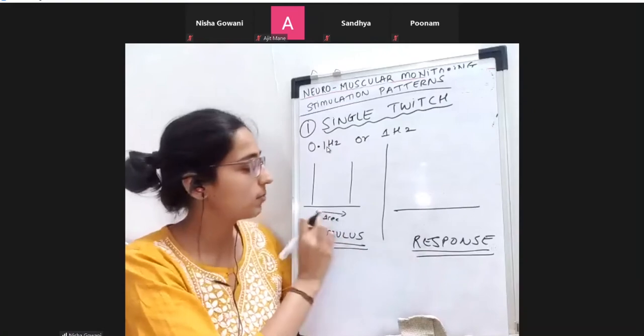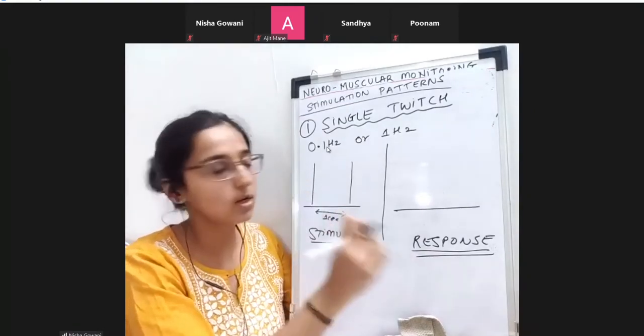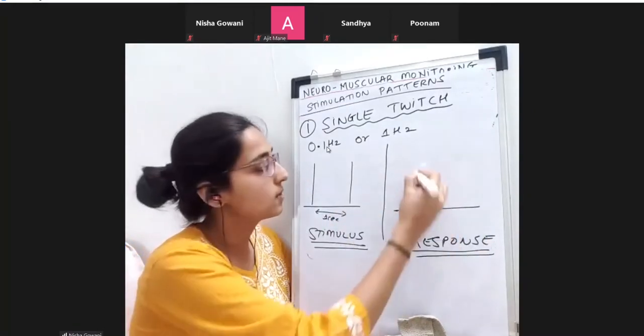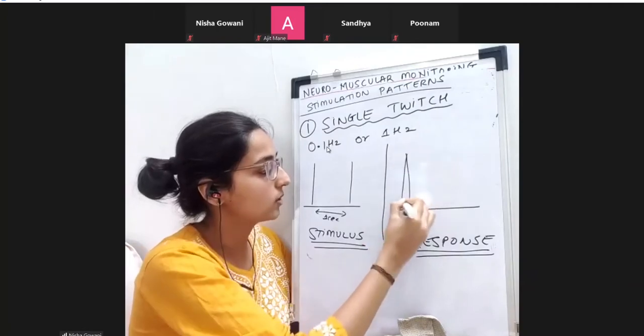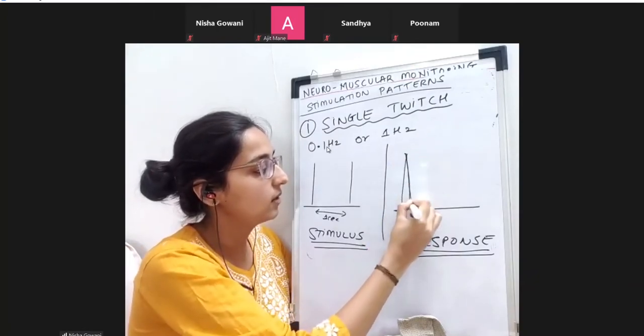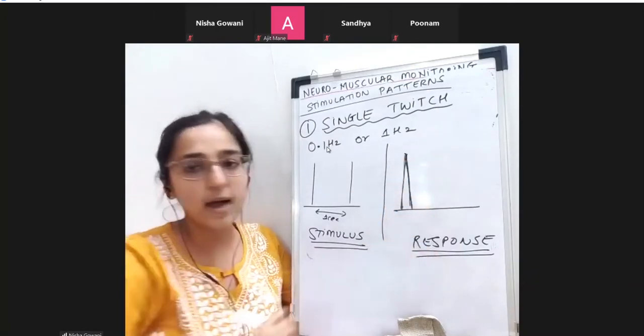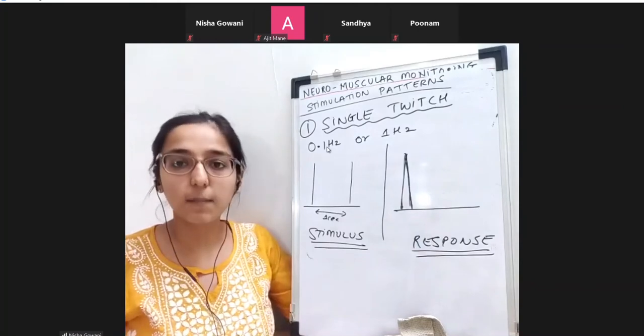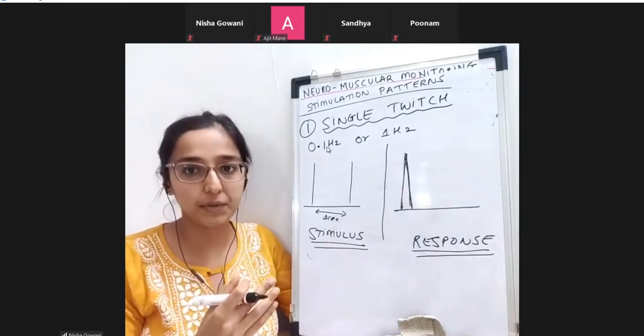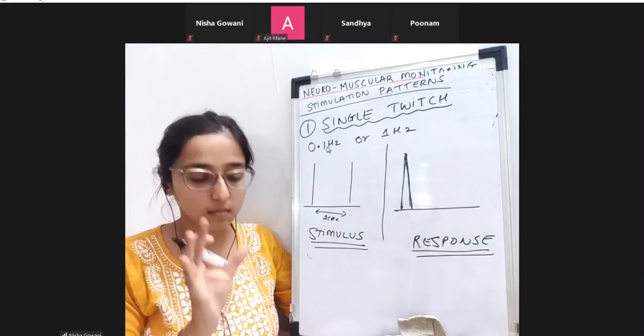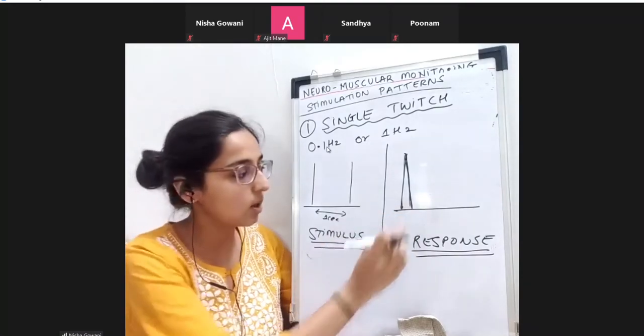What is the response to the stimulus? So I have given one stimulus, and immediately a response will come. I have seen this response over here. I'm just drawing it in a different way. So I have got a muscle contraction. That muscle contraction, I can see it on the monitor of the monitoring device.